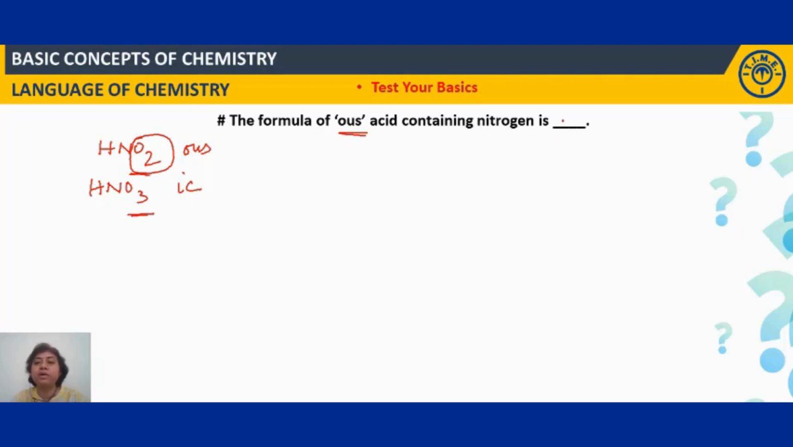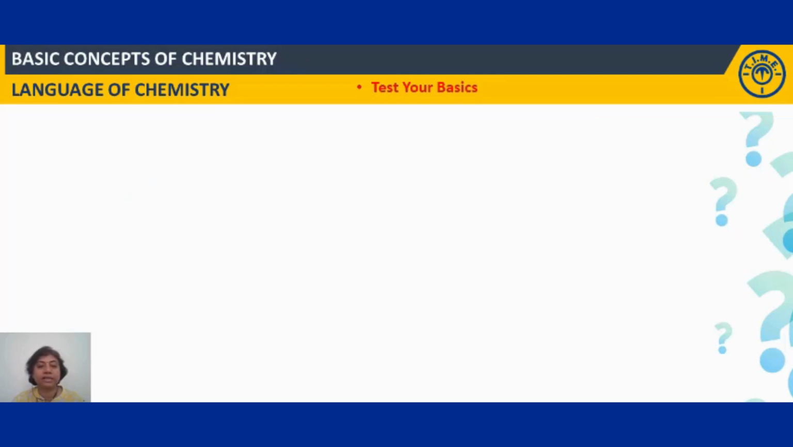So what is the formula of the ous acid of nitrogen? It is HNO2. Fine. So let's see the answer and then we'll move on to the next question. Answer is HNO2. Fine. Now let us look at the next question.